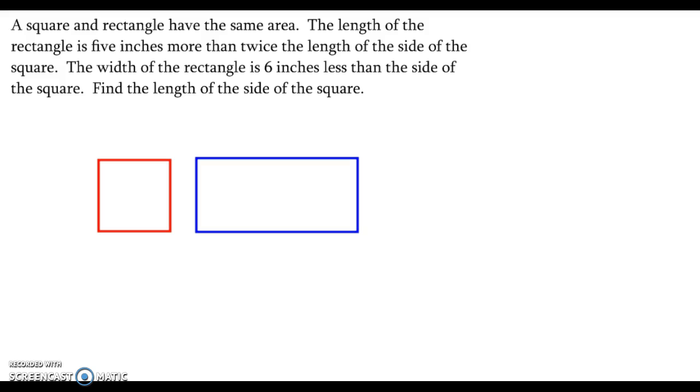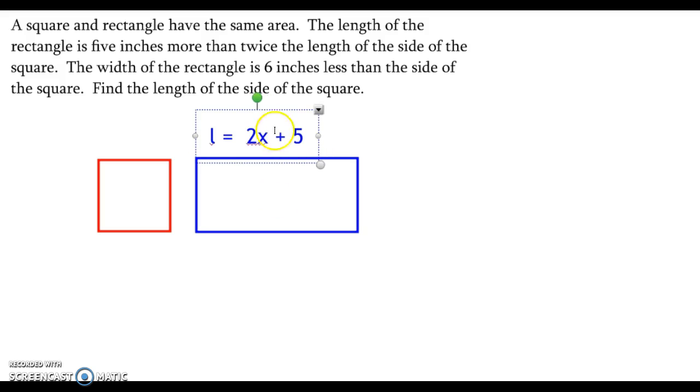The square and the rectangle have the same area, so we'll have to suspend our disbelief here because it doesn't really look like these two have the same area. The length of the rectangle, so that's this piece, is 5 inches more than, so something plus 5, twice the length of the side of the square. Okay, so we don't know anything about the length of the side of the square yet, so let's call that x. And it says twice that length, so 2x.